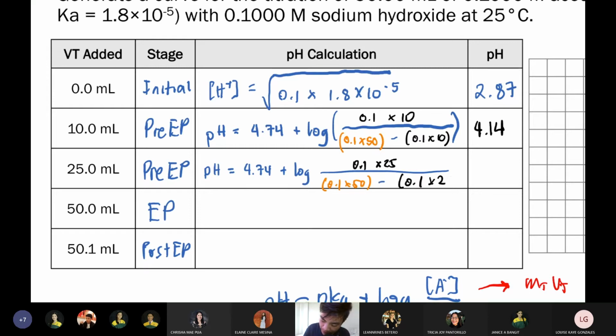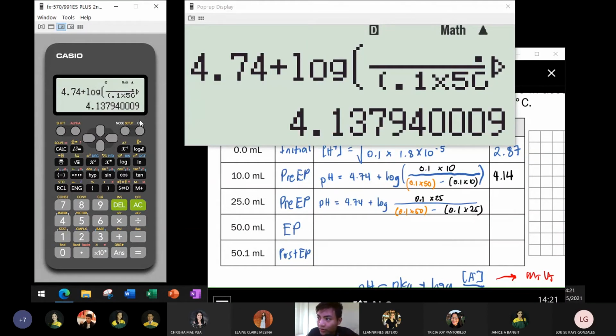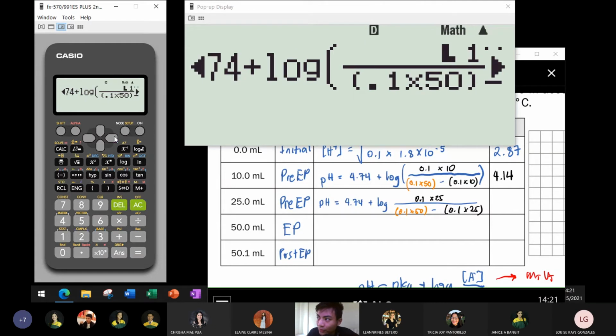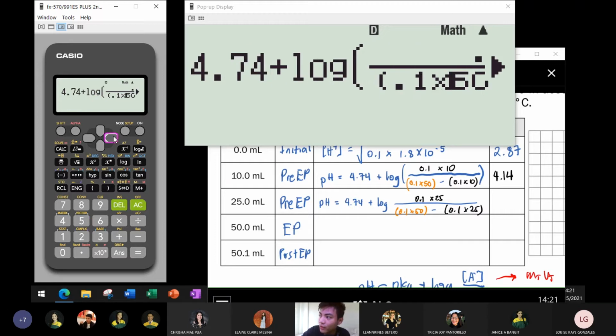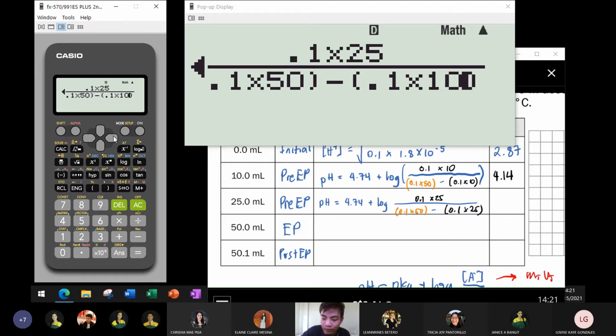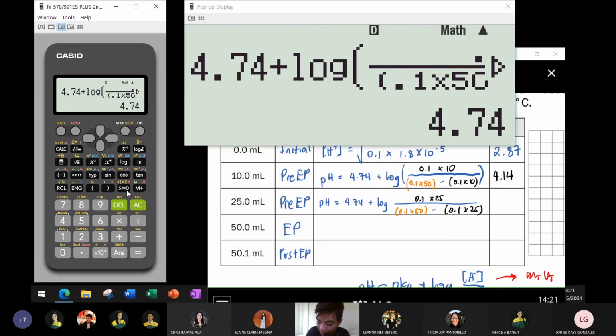By the way, kapag naggaganito kayong calculation, kunwari tuloy-tuloy lang yung add ng titrant tapos nasa pre-equivalence point kayo, huwag nyo burahin to. Papalitan nyo lang yung volume. Kasi kapag binubura nyo pa yun, sayang yung time. Plug in nyo na lang yung bagong volume. Analyte yan, huwag mo babaguhin yan. Yung titrant yung babaguhin. The answer is 4.74. Let's stop here.